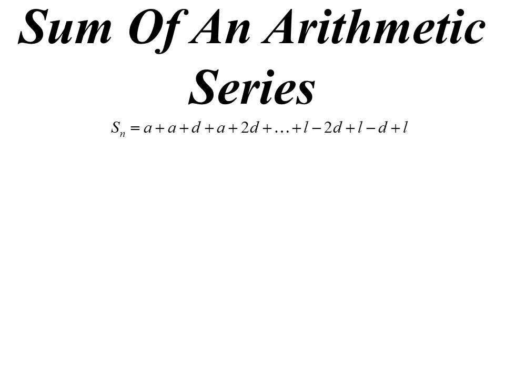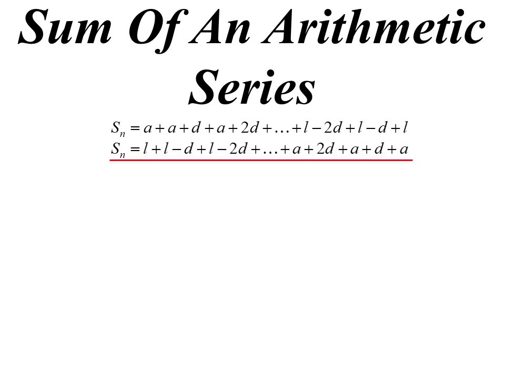That's so nice. I'm going to write it again, but backwards. Why do that? Well, I've created some simultaneous equations now. If I add these two things together, all of those plus d's and minus d's, plus 2d's, minus 2d's, and so on, cancel. And I'm just left with a plus l, a plus l, a plus l, a plus l. So every single term is a plus l.